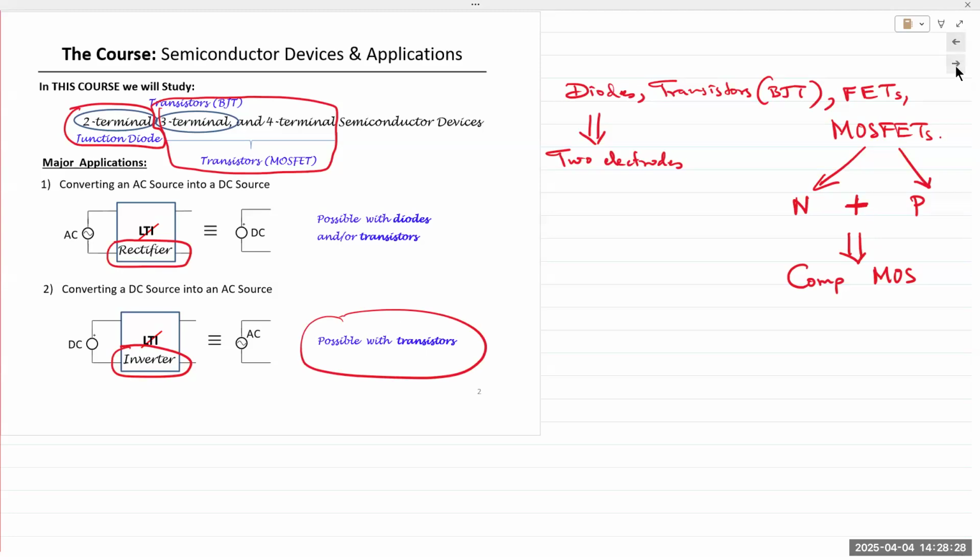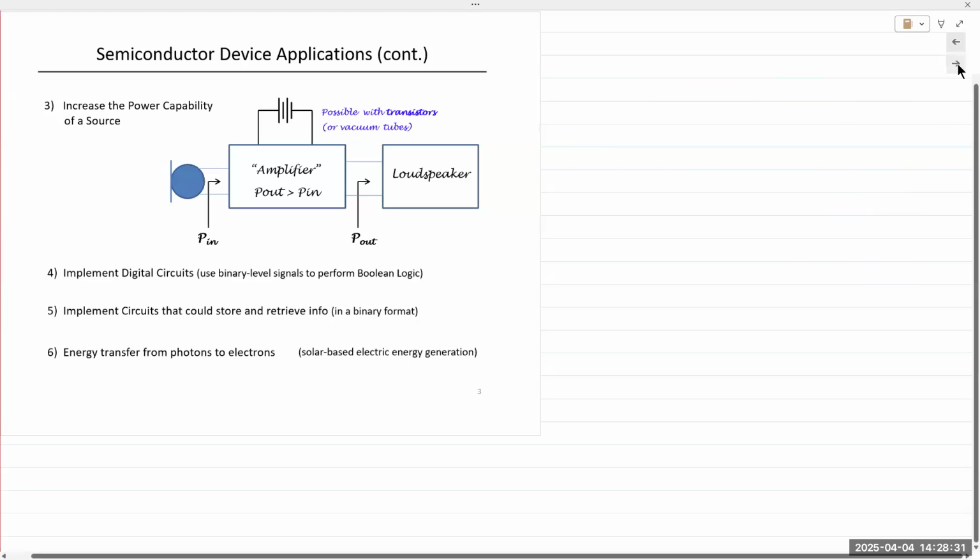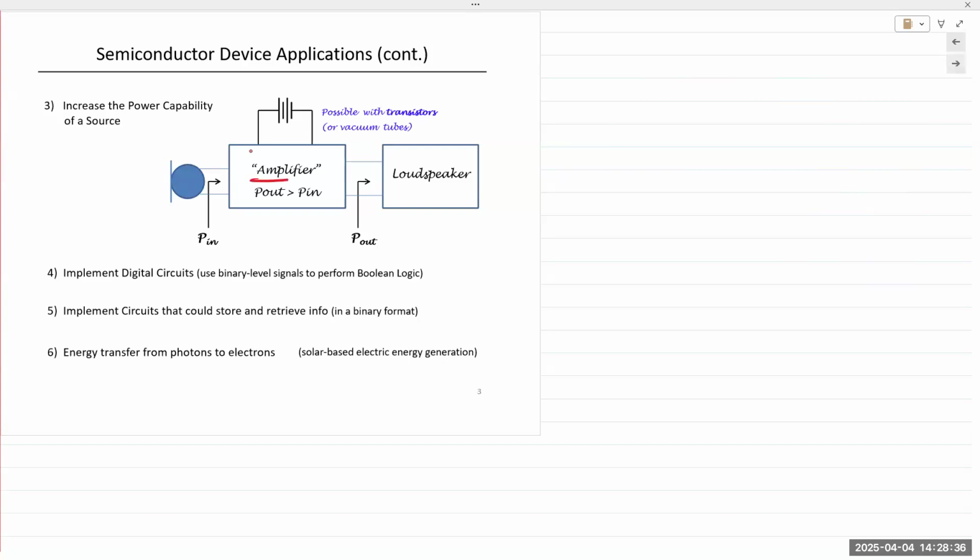All right, so that's 2 of the primary applications. Then the other important application is to use the transistors as an amplifier.